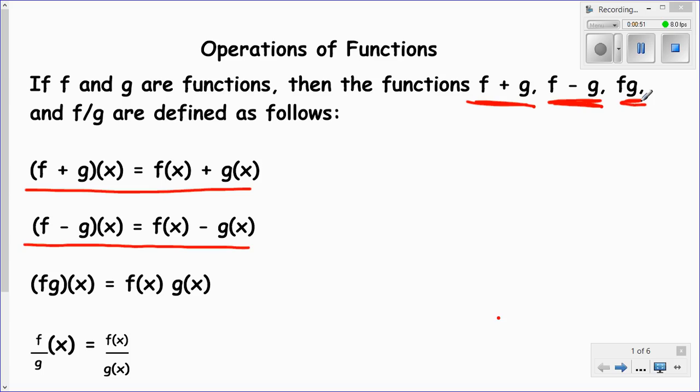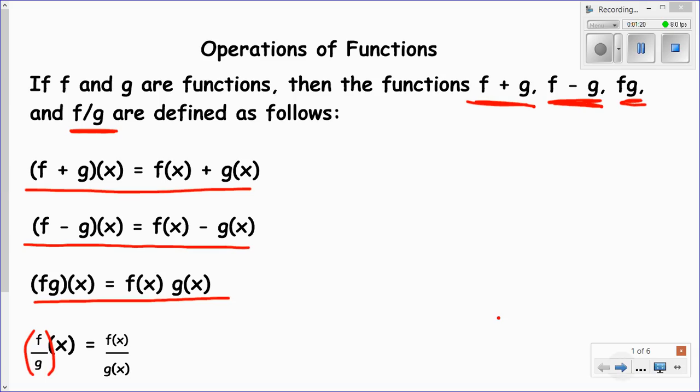If you're multiplying functions, again, you could use f times g of x, or f of x times g of x. You're probably getting the idea, but same thing with division. F divided by g is the same as f divided by g of x, which is also the same as f of x divided by g of x.